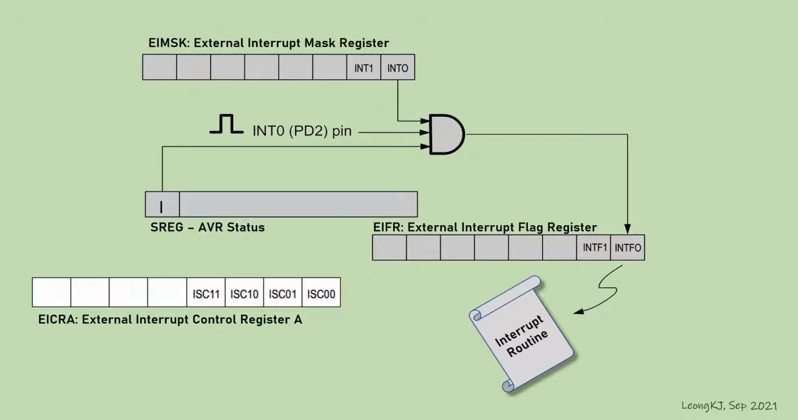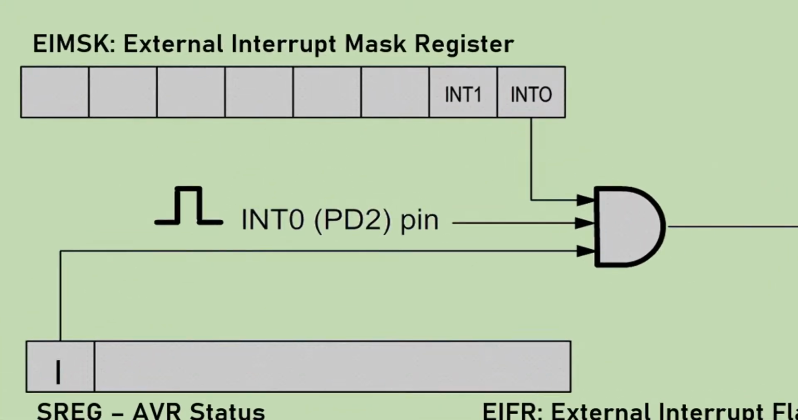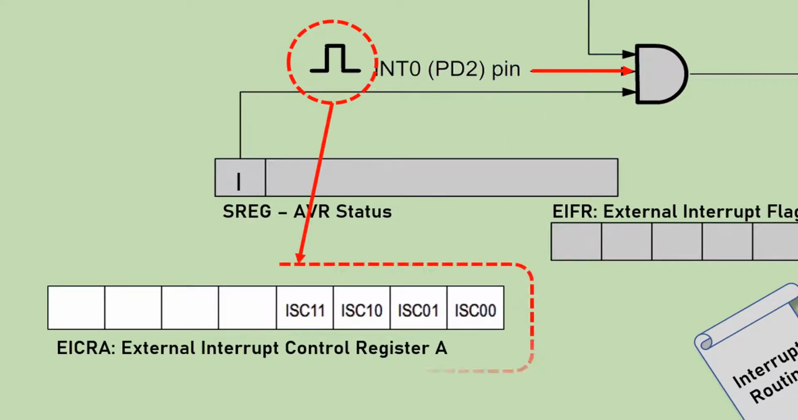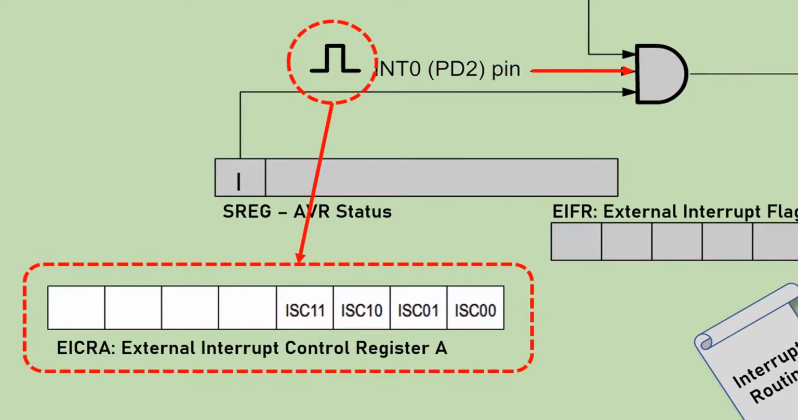This logic diagram for external interrupt 0 shows the other settings needed to enable external interrupt 0. This is the signal coming from the interrupt pins. Determine how the signal will interrupt the microcontroller using the external interrupt control register A.